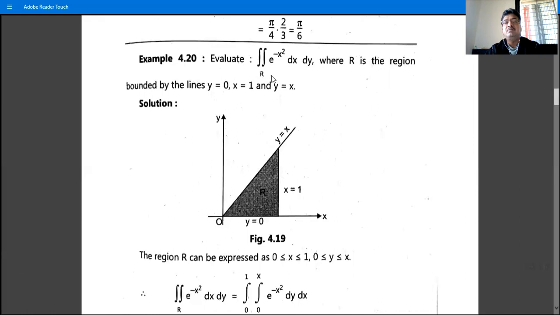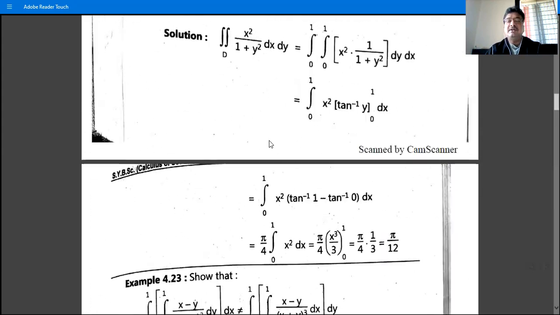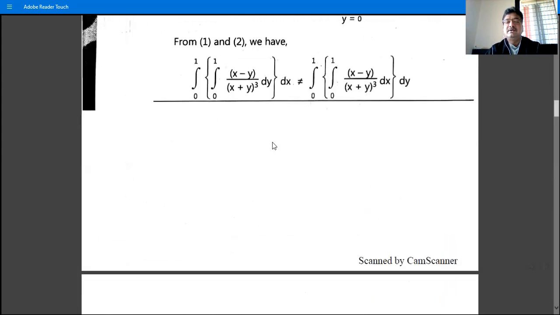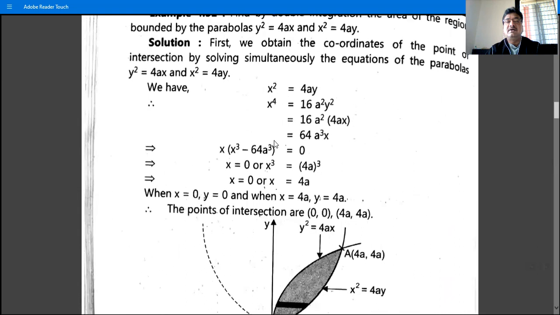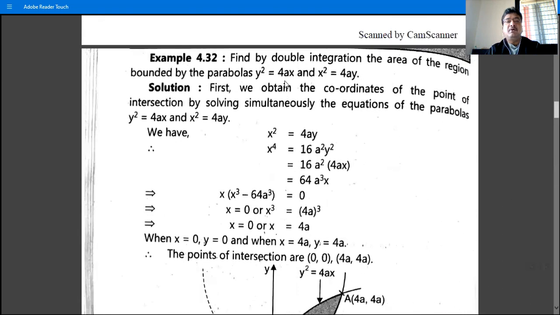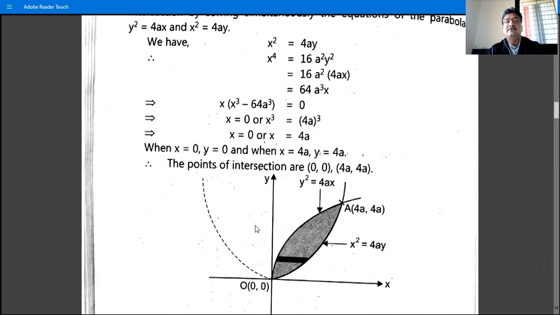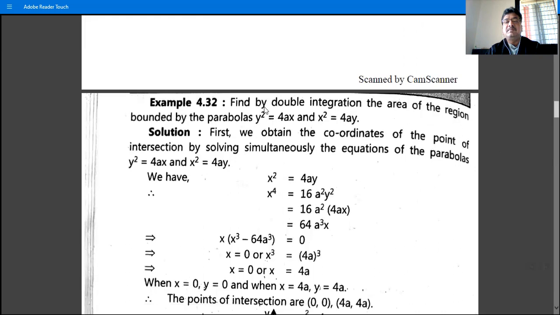Now we have to find the area. If you have to find the area of this region, then it is double integration over R dx dy. So the area of the region and the integration over that region are two different problems. So area is a double integration over R dx dy. So first draw the figure.